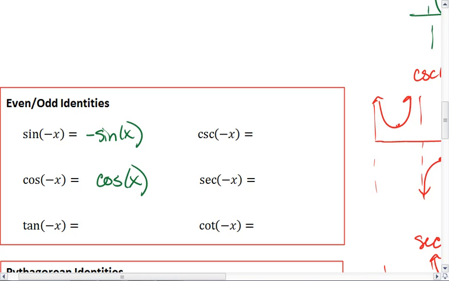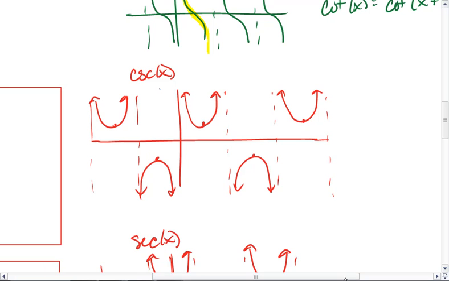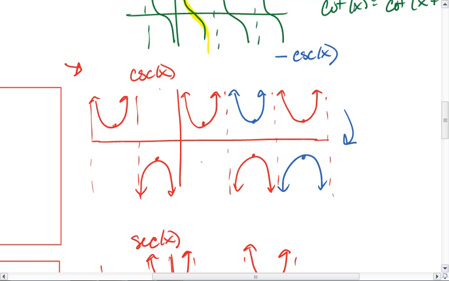Let's now look at cosecant and secant. Here's my cosecant graph. And let's first look at what happens when I reflect cosecant vertically. So all of my parabolas switch spots, because we're reflecting them across this x-axis.